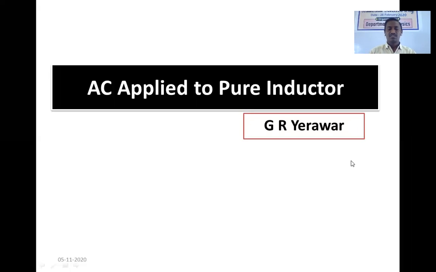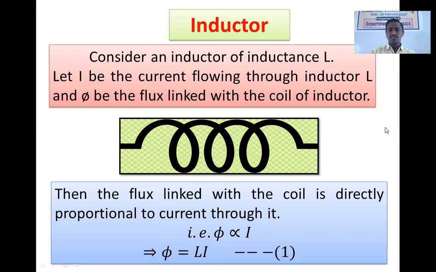In today's lecture, we are going to discuss the application of the j operator method for solving a circuit containing a pure inductor. Before going to this, let me tell you something about the basic passive electrical device, that is the inductor. Let us consider an inductor of inductance L.